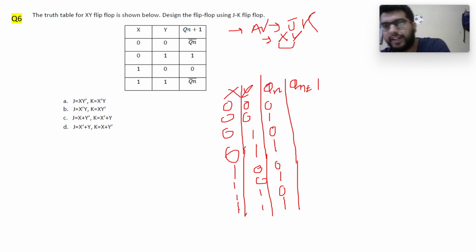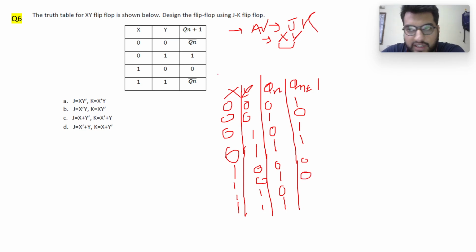So let's fill this characteristic table based on the truth table. My X and Y are 0 0, so my Qn plus 1 will be Qn complement. So 0 0 means 1 0 here, simply Qn complement. For 0 1 it's 1 1 1 1, and for 1 0 it's 0 0 0 0, and finally for 1 1 it's again Qn complement, so it will be 1 0, right?